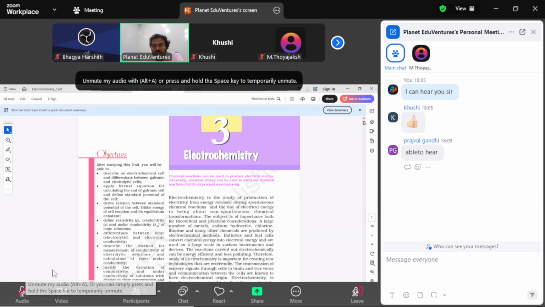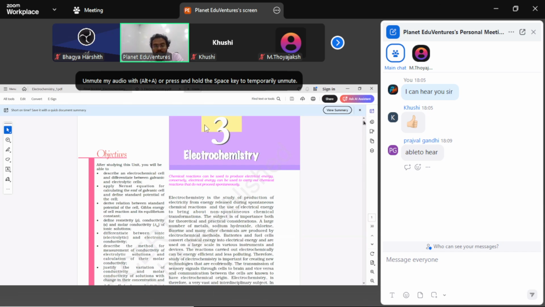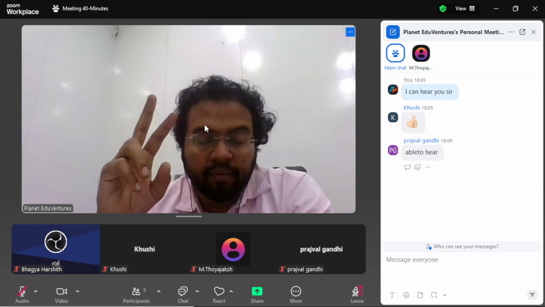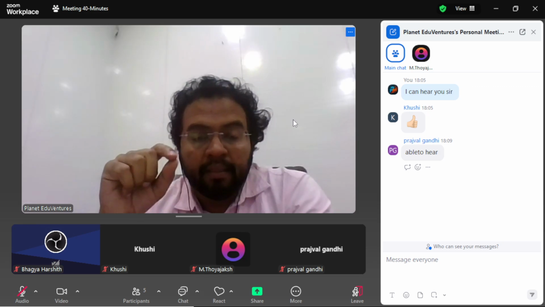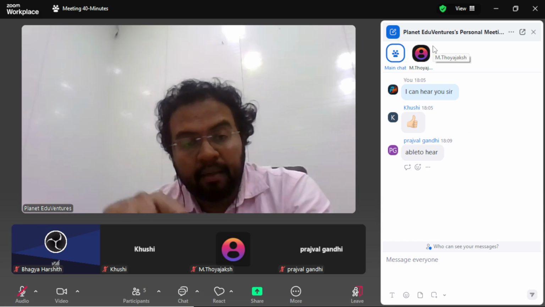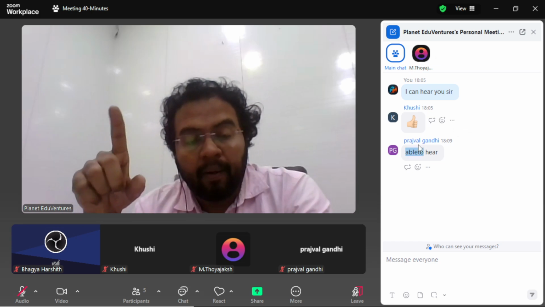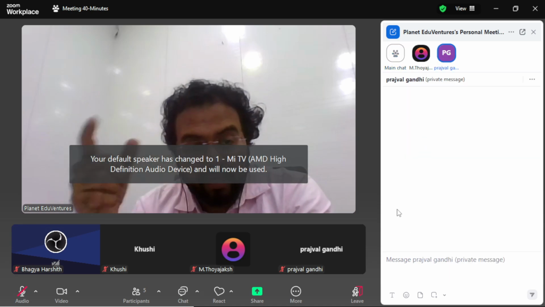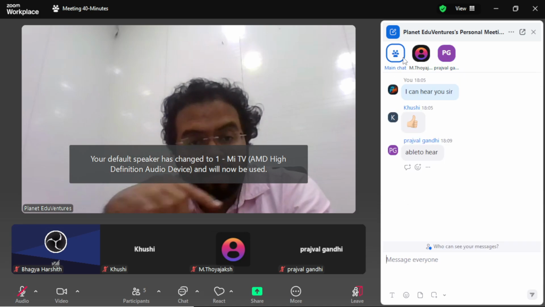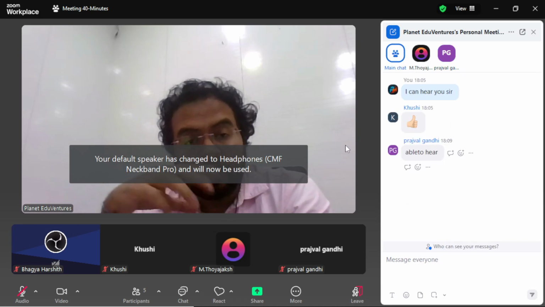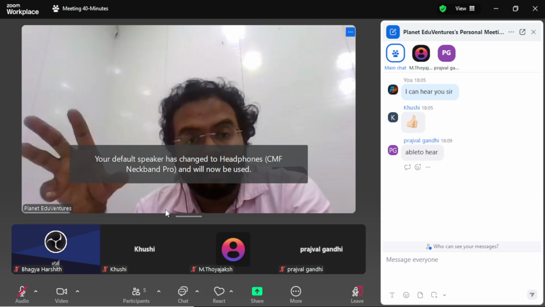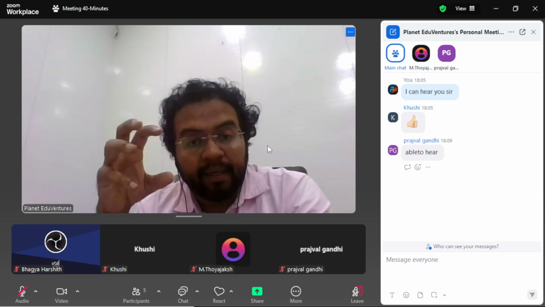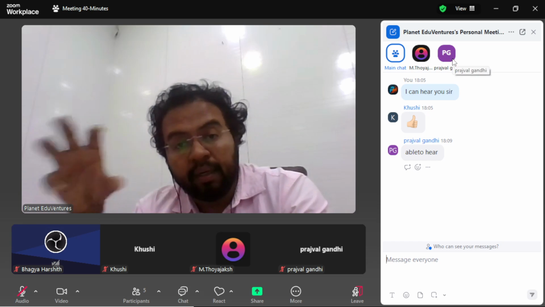So when we start with this chapter, electrochemistry, we are basically talking about two types of interactions. Either there is a chemical reaction and that reaction produces electricity, or there is a cell where electricity, a battery, is used to carry out a chemical reaction. That is called electrolysis, and that cell is called an electrolytic cell. So an electrochemical cell and an electrolytic cell.